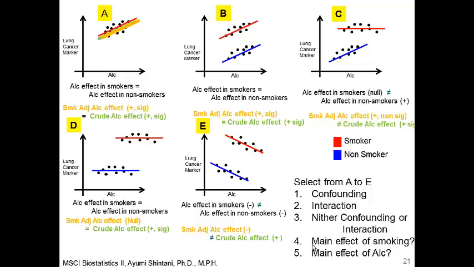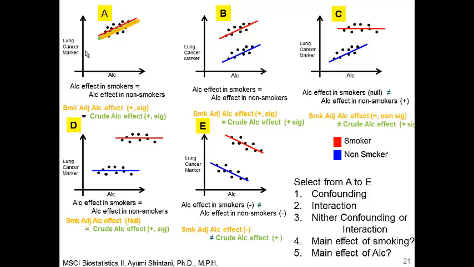And do you think there is a main effect of smoking? No, blue and red seem similar, compared to this graph. It's much more similar. And do you think there's a main effect of alcohol? Yes, the slope is positive. So I judge there is an association between alcohol and lung cancer.